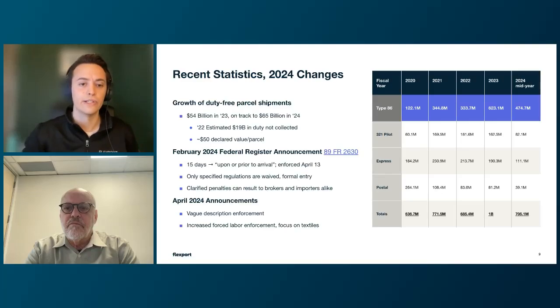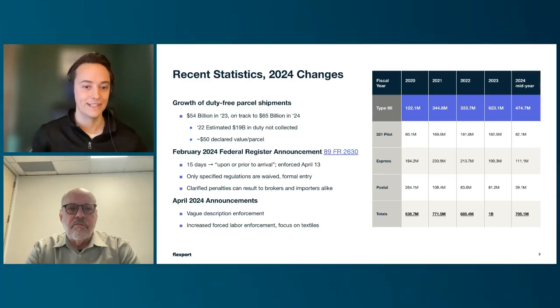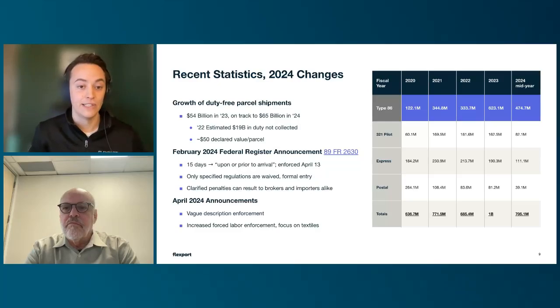They also clarified two key points, a bit of a flexing of the muscle, if you will, saying only specified regulations are waived. Formal entries may still be required. So there's only a few things that you don't have to submit on a Type 86. They also clarified that this is still customs business. Penalties can still happen. They can go to brokers, they can go to importers that aren't following the rules.